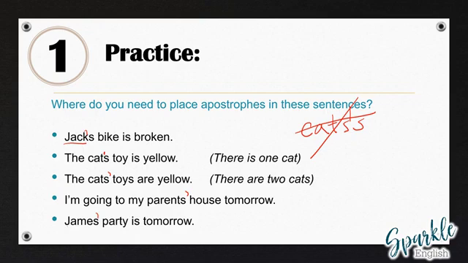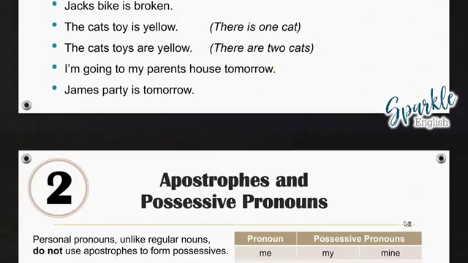Now remember, because this is a singular noun that ends in S, you can also write James's. I know it looks a little strange, but both are technically acceptable. The one you cannot do is James's without the apostrophe, because that's not a name, so you can't do that at all. That's the one that you can't do. Okay, let's go on to number 2.